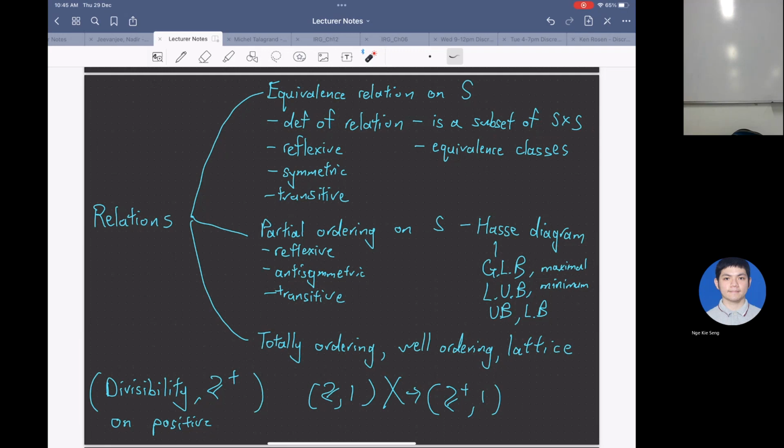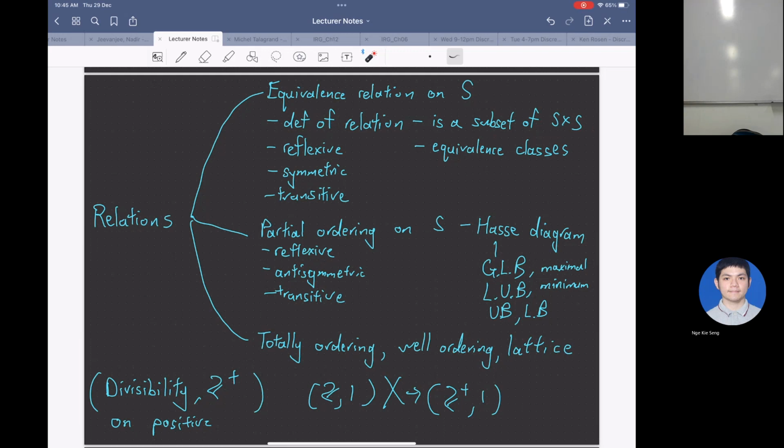And under partial ordering, what's partial ordering? We swap symmetric to antisymmetric. What's the consequence of swapping this property? We can order the elements. That's why we have the Hasse diagram. Then we can figure out the maximum element, minimum element, upper bound, lower bound, greatest lower bound, lowest upper bound. We can find all these elements, compare them, and from there, if we can order further, we can look at the total ordering.